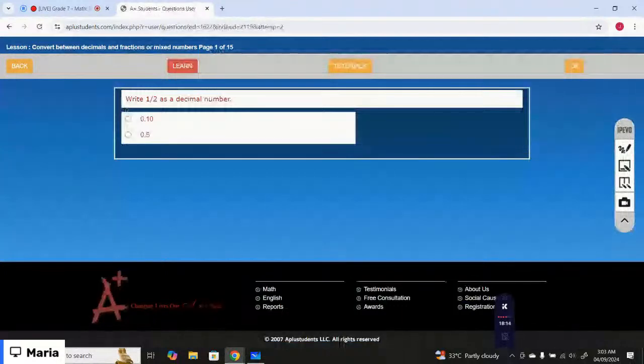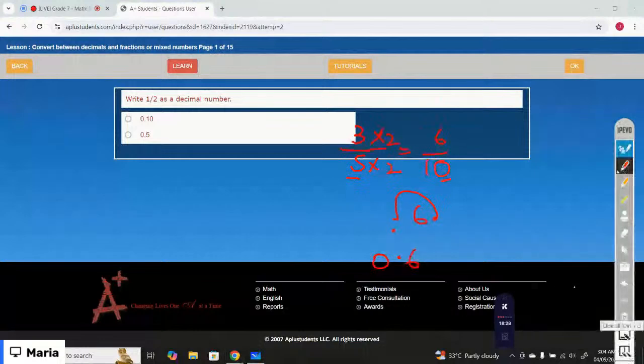Okay, the next one is write 1 over 2 as a decimal number. So you have to make the denominator equal to 10. Here you have 2. 2 times 5 is 10. So just multiply the fraction by 5. 5 times 1 is 5. 5 times 2 is 10. So 5 over 10 you can write as 0.5.